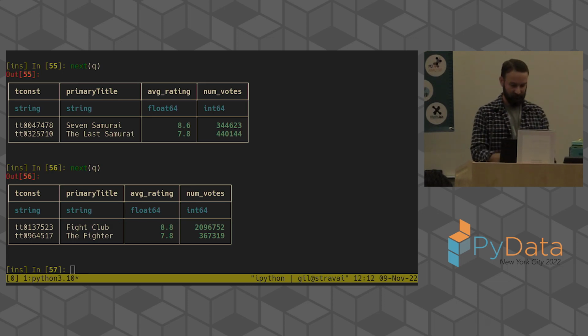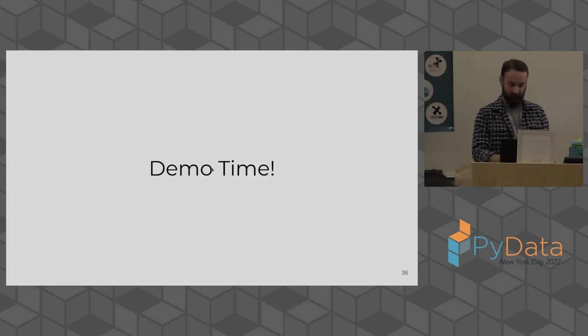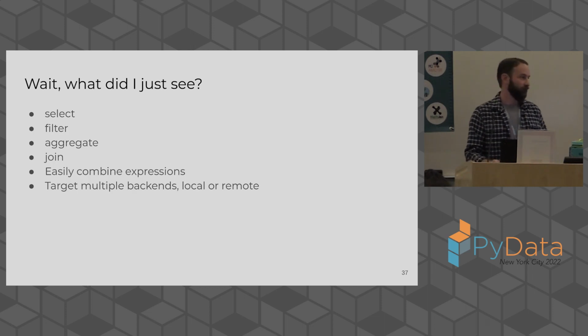Cool. All right, so I'm going to stop the live demo there, I think. We'll go back here. Let's recap what just happened. So I showed you we did some selects, some filters, some aggregations, some joins. Ibis lets you easily combine expressions, and you can target multiple backends, whether they're local or remote. For a live demo, they're all local because I'm not relying on Snowflake being able to hit it on conference Wi-Fi. But again, you can run these anywhere that Ibis supports.